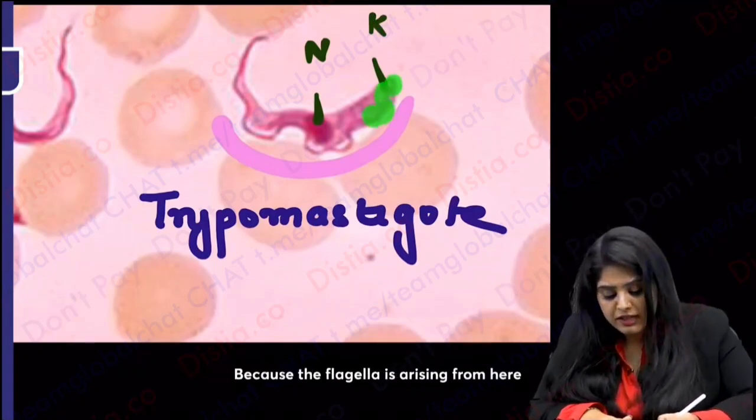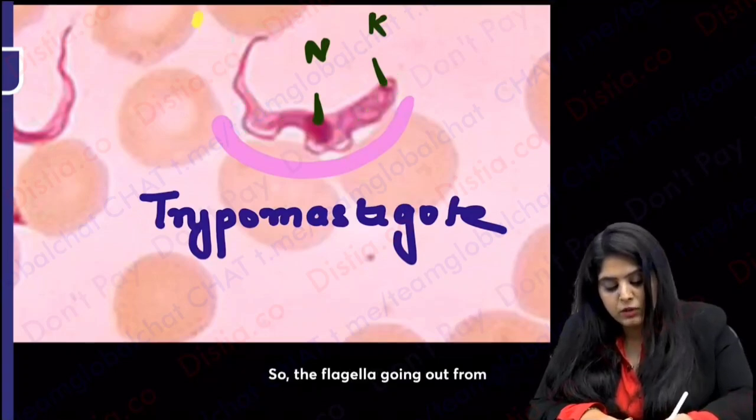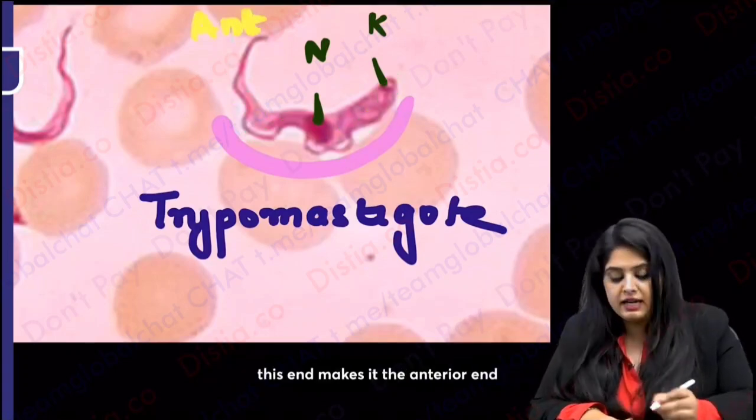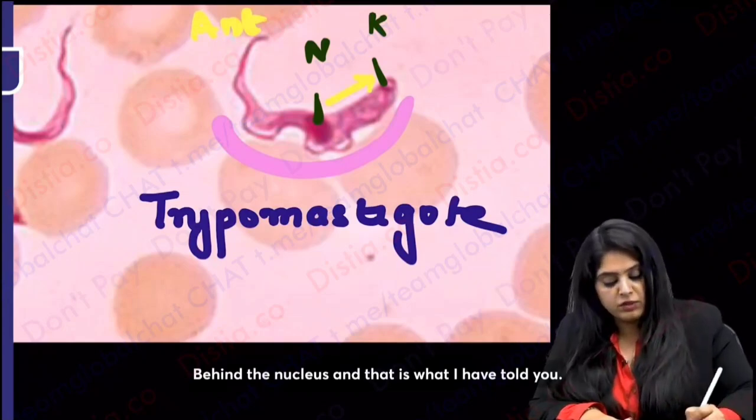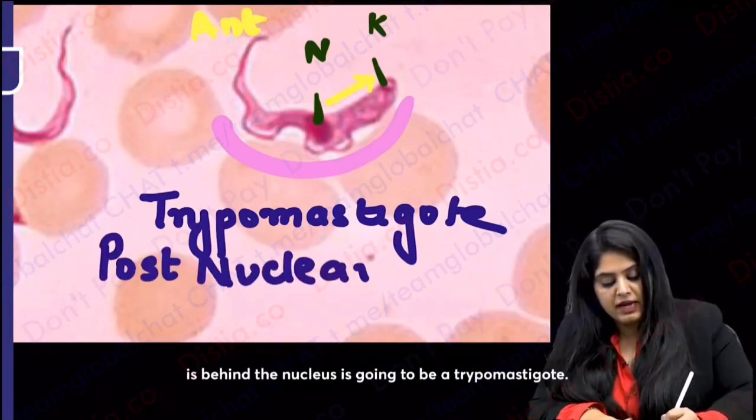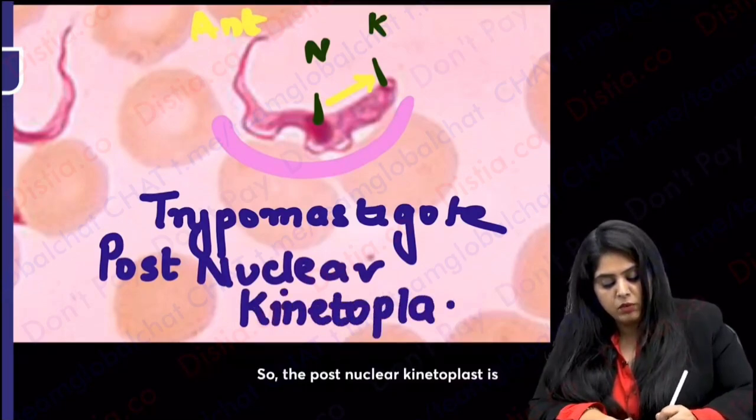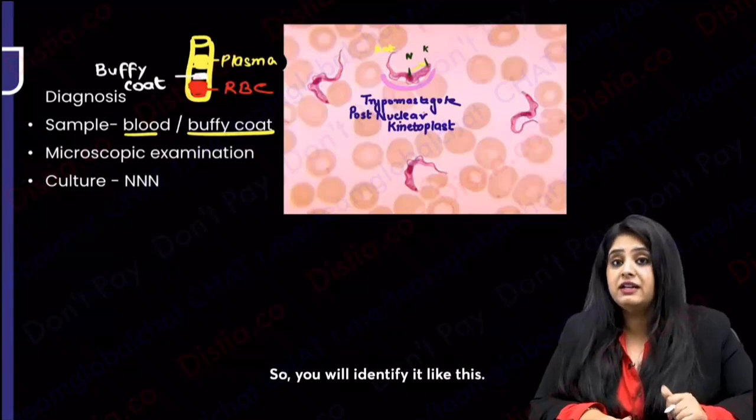How did I identify this as the kinetoplast? Because the flagella is arising from here and the flagella is going out from this end. So the flagella going out from this end makes it the anterior end. And where is the kinetoplast? Behind the nucleus. And that is what I had told you, that the only place where the kinetoplast is behind the nucleus is going to be a trypomastigote. So the post-nuclear kinetoplast is what you need to know over here. So you will identify it like this.